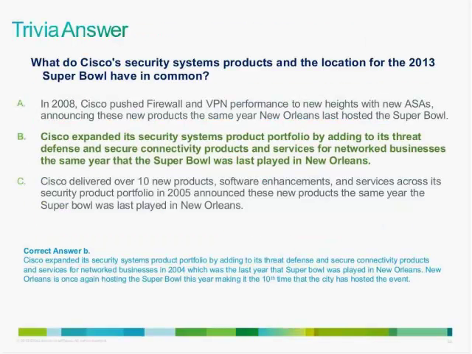Now we get to today's answer for our trivia question. The correct answer was B. Cisco expanded its security system product portfolio by adding threat defense and secure connectivity products and services for network businesses the same year that the Super Bowl was last played in New Orleans.